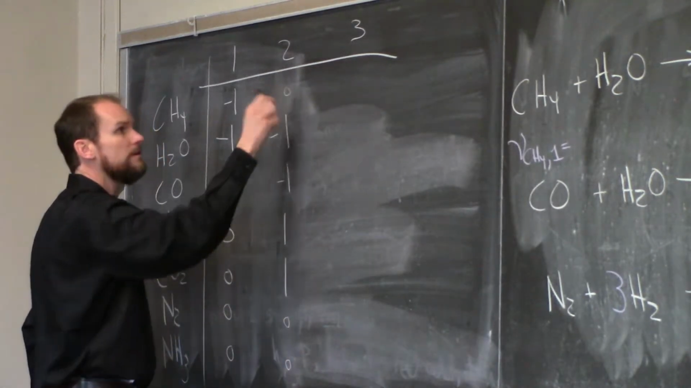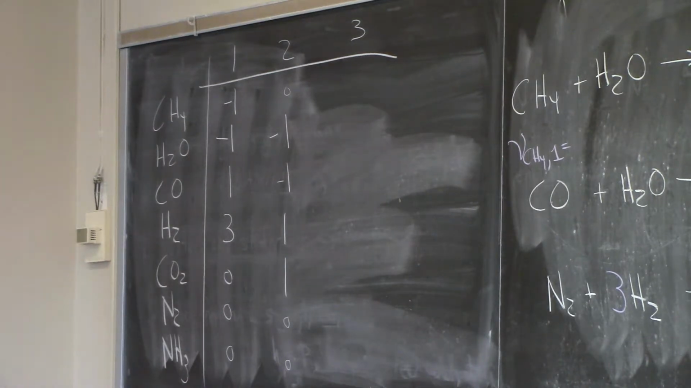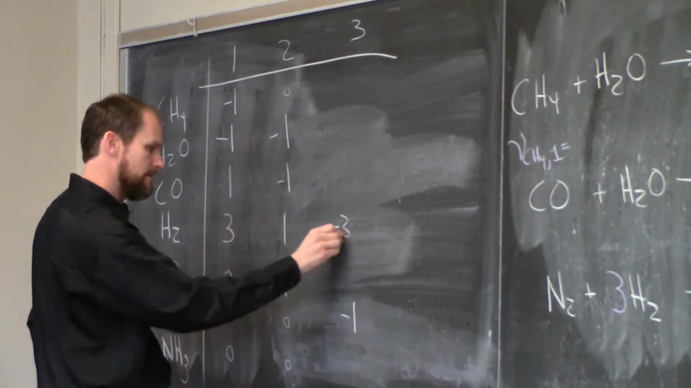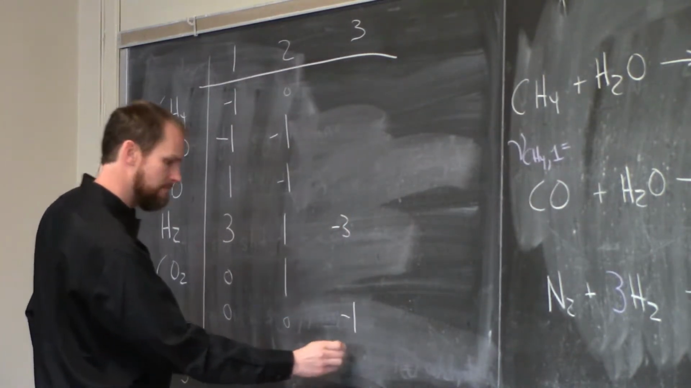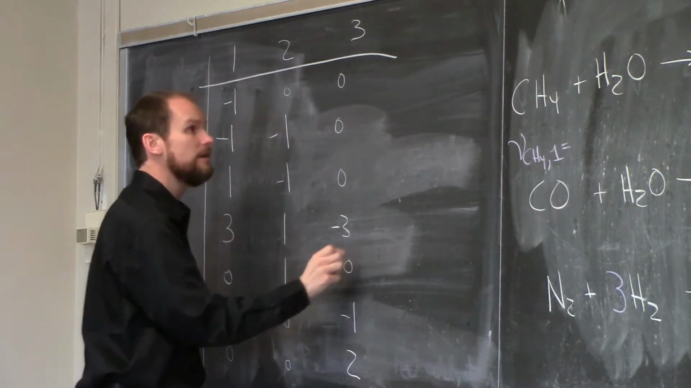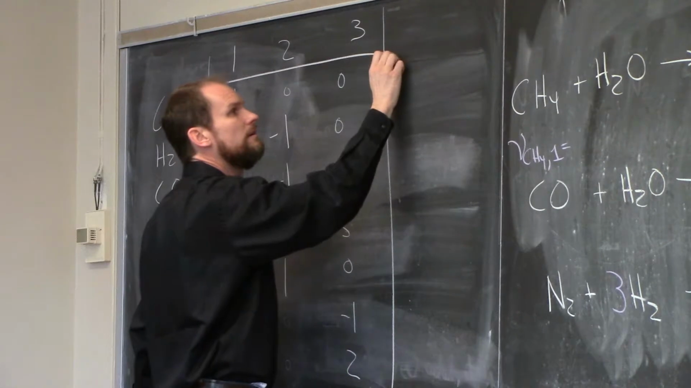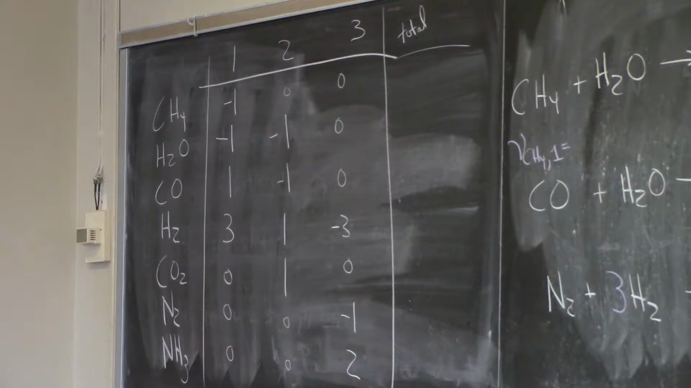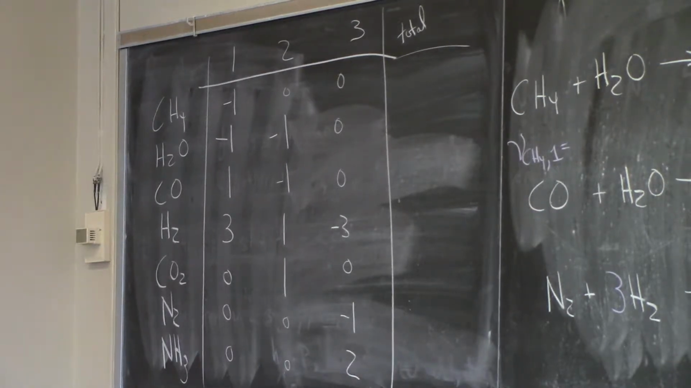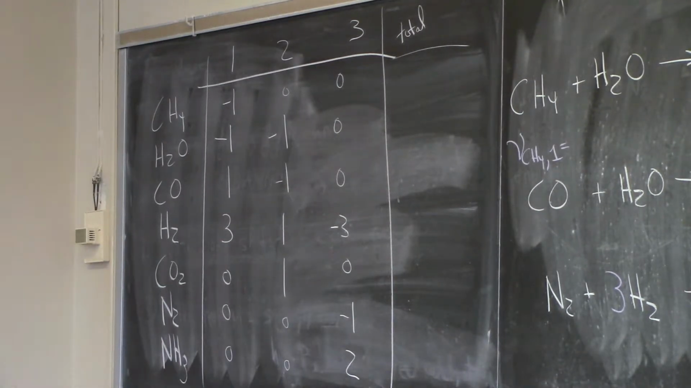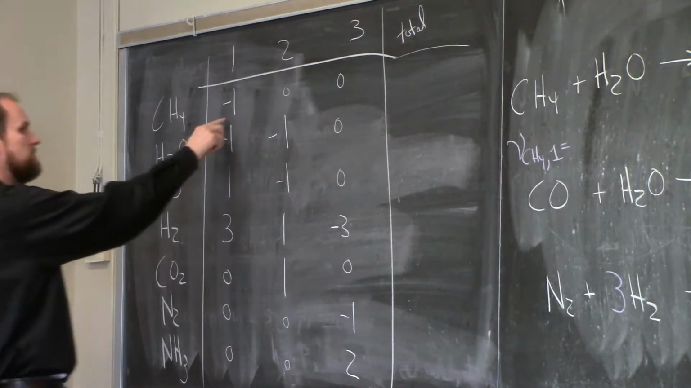0, 0, 0. Column 3, nitrogen, -1, hydrogen, -3, and ammonia +2. Zero, zero, zero, zero. And then I can add up and get the total compounds that I would either consume or produce if I did 1 mole of each reaction. If we did all 3 reactions, we add these up.